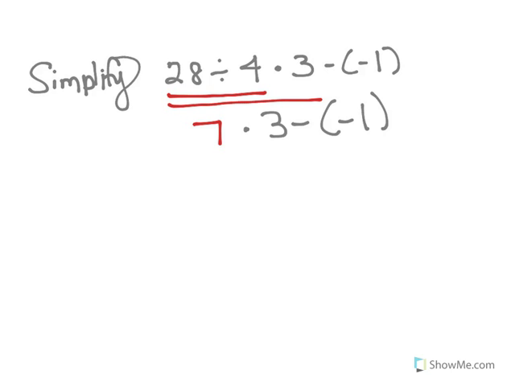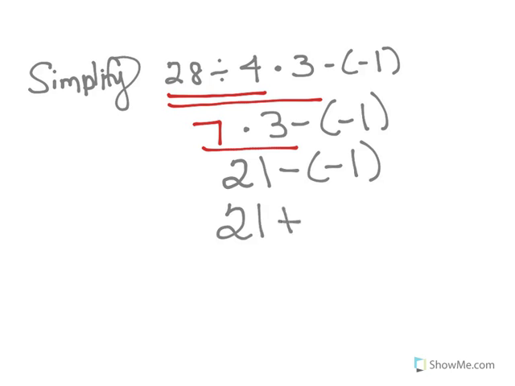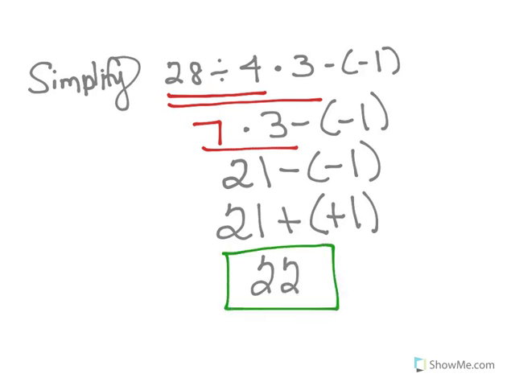And then we go ahead and we have to multiply before we do anything else. So 7 times 3 is 21. And then we go ahead and add the opposite, which will give us 22. If you don't use order of operations correctly, you won't get the correct answer.